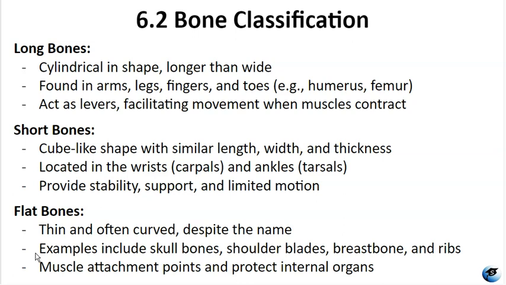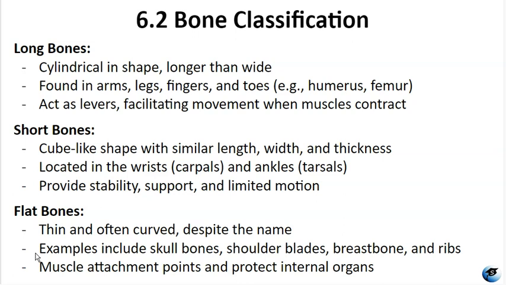Short bones are small and boxy. They're found in the wrists and the ankles. They have cube-like shapes with approximately equal dimensions in length, width, and thickness. This functions to provide stability, support, and limited motion, and the short bones contribute to overall structural integrity. Flat bones, despite their misleading name, are actually often curved.